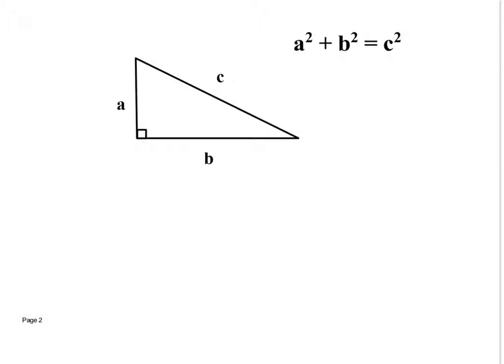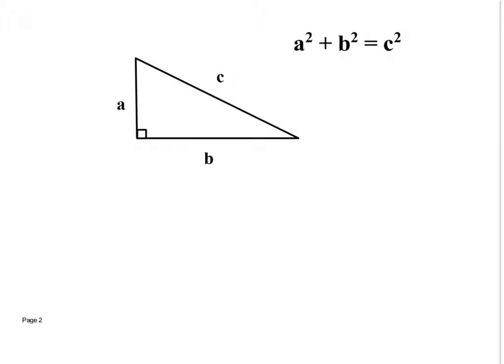Here is a right triangle. It's labeled A, B, and C. If you notice, the legs are A and B. It doesn't matter which leg is which, if this leg is A or this leg is B. What really is important is that the hypotenuse is always considered C. The longest side is always C. And this is the Pythagorean theorem right here. It's A squared plus B squared equals C squared.